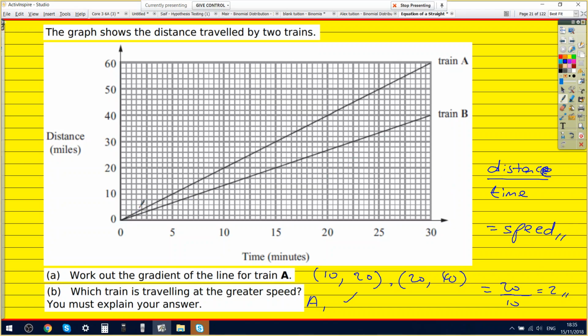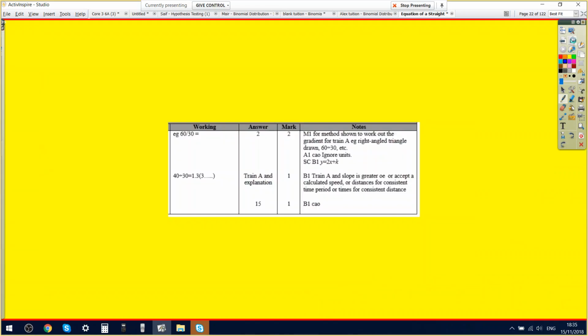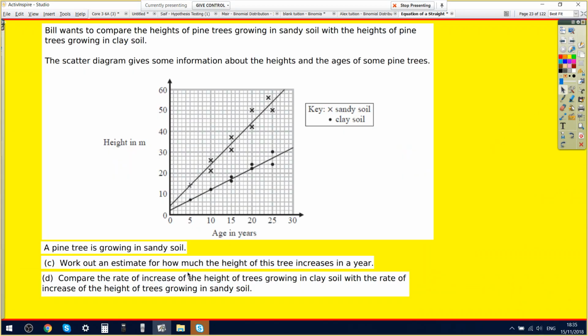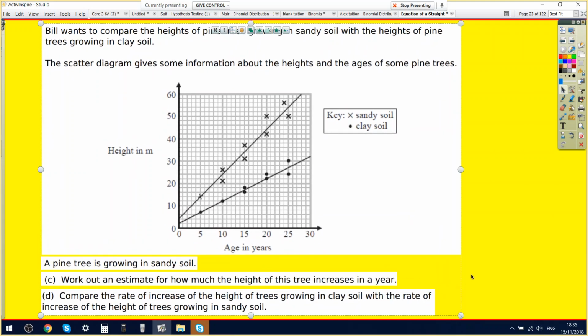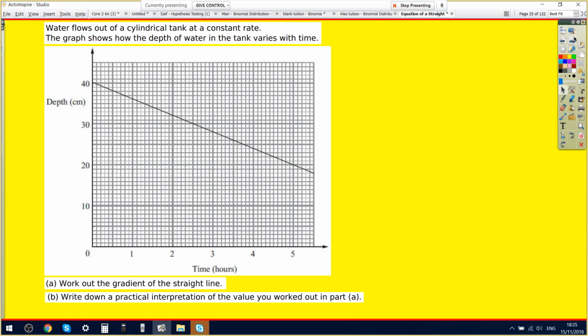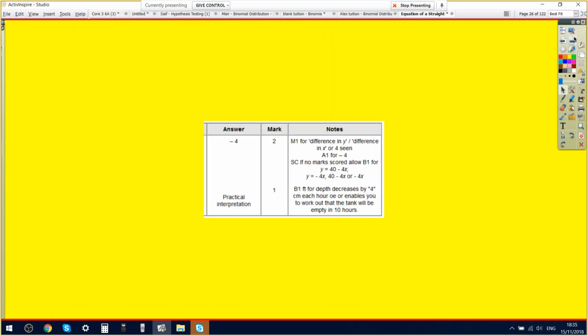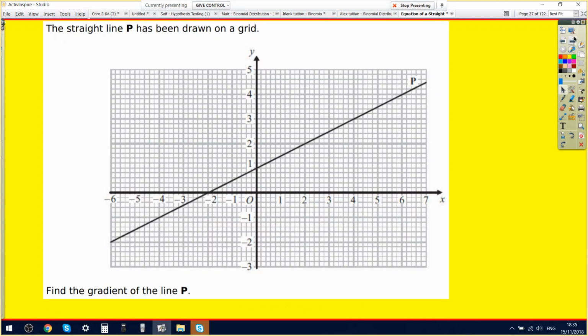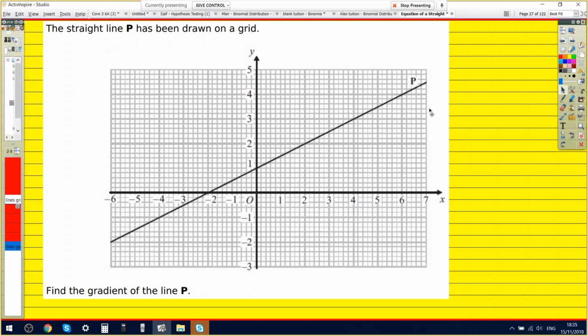2 miles every 1 minute. Okay. Yeah, and so it has this faster speed because it has a steeper gradient. Yeah. This one, I think you would be okay. I think we can skip that. This is a negative type. I think. Okay, let's try this one.